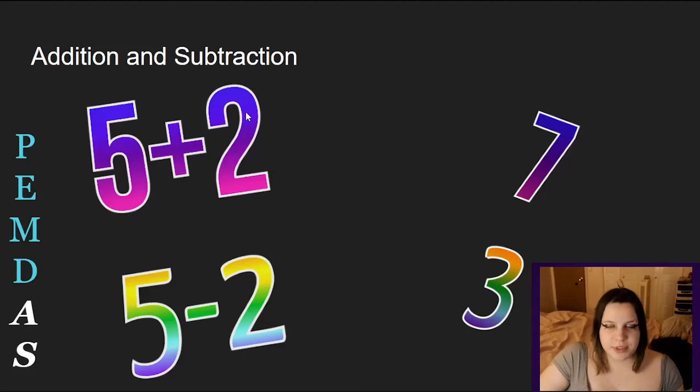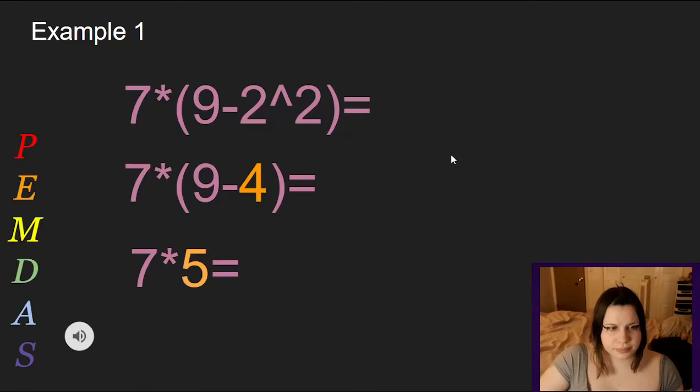So 5 plus 2 equals 7, and 5 minus 2 equals 3. So now that we've finished going through the whole PEMDAS, the whole order of operations, this is an example we're going to go through together. So 7 times parenthesis 9 minus 2 to the power of 2. So 2 to the power of 2 within the parentheses. So we've got parenthesis, exponent, giving us 4.